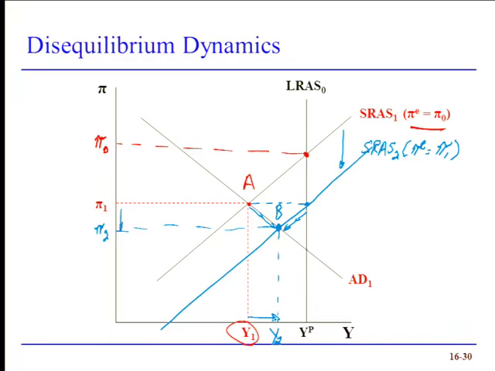Now we have to think about what happens in year 3. And notice this is simply a repeat of what we've already done. Find out how, since inflation fell to pi 2, expected inflation in year 3 will now adjust down to pi 2. We've got a change in inflation expectations. That causes the short-run aggregate supply curve to shift down.